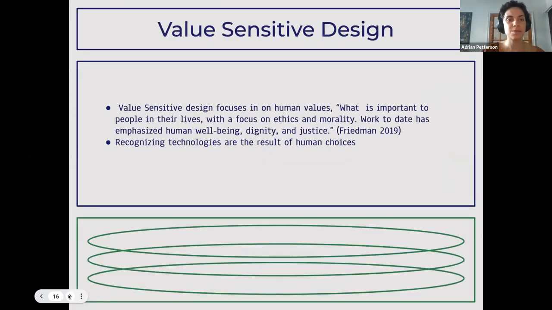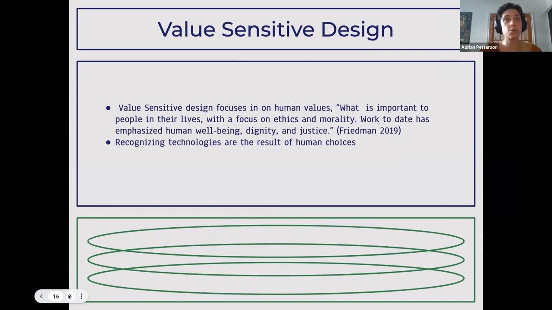So the first thing I want to talk about is something called value-sensitive design. Again, I come from a design background. Value-sensitive design calls to attention the fact that all technology, all platforms are made by human choices. They're an effect of design, and therefore everything that happens on those echoes the values of the person who designed them. And so we can use these kinds of platforms for the effect of our human values.